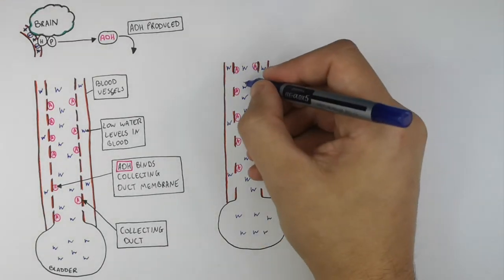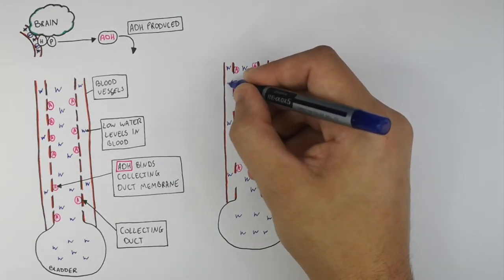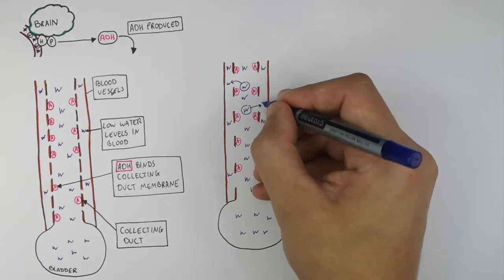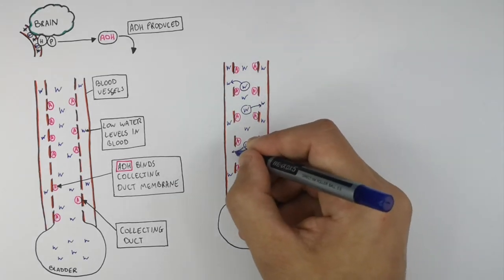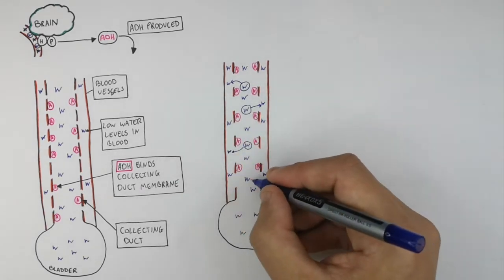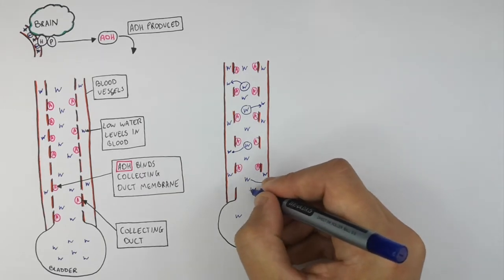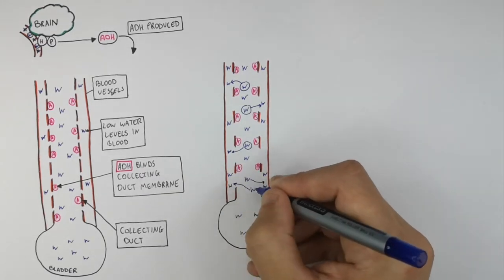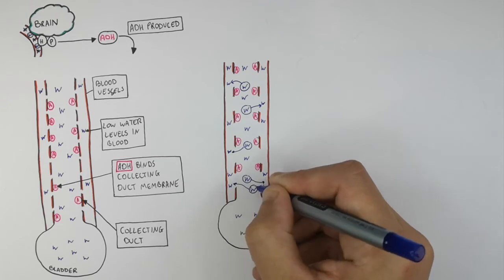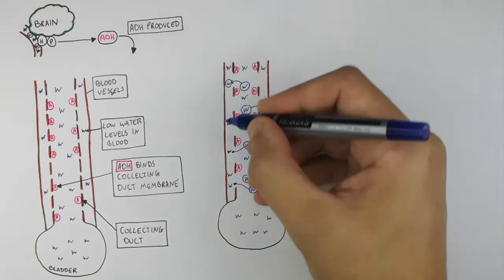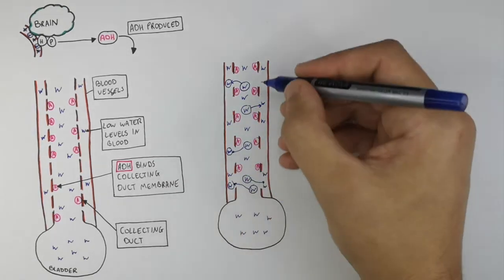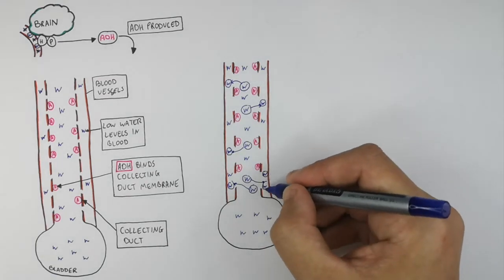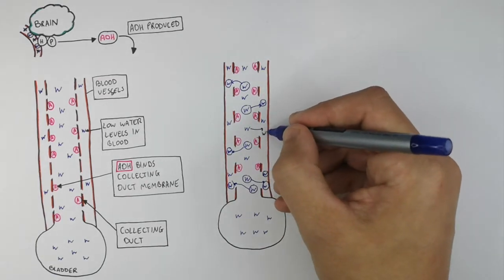This means water is then able to be transported by osmosis from a high concentration inside the collecting duct through the partially permeable membrane of the collecting duct to the lower concentration of water in the blood vessels. So this would decrease the water concentration inside the collecting duct, but increase the water concentration inside the blood.